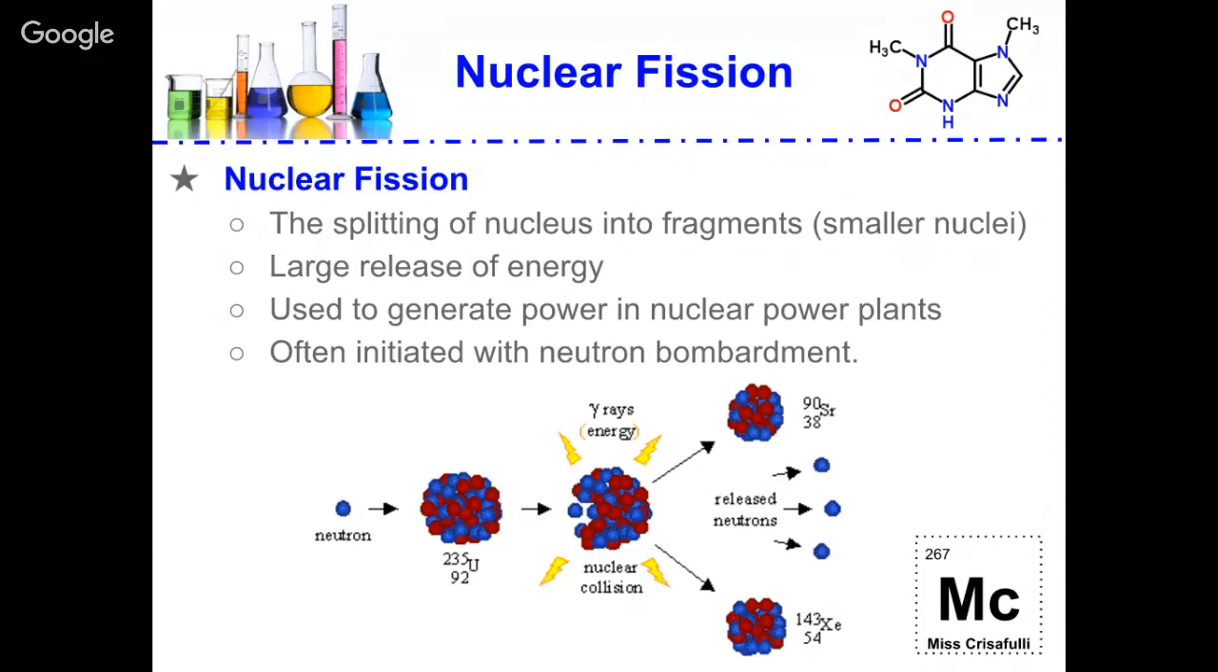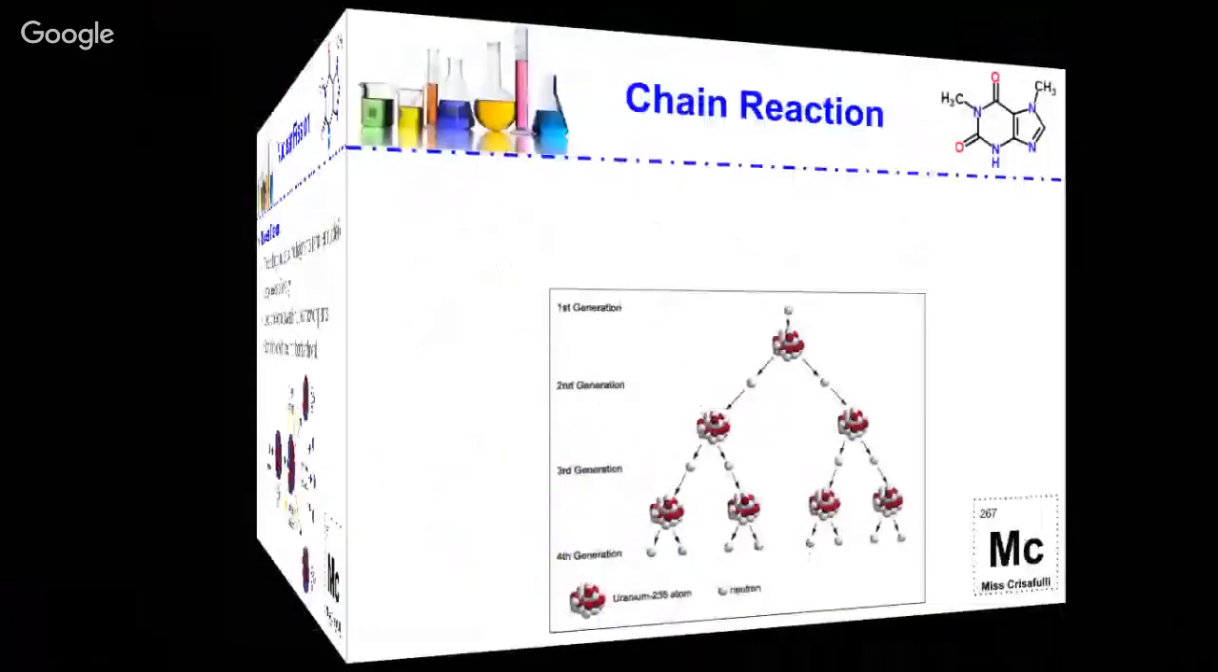So let's look at this picture. We have uranium-235 on the left. We're going to hit it with a neutron, and it's going to release lots of energy, and then it's going to split into smaller isotopes, strontium-90 and xenon-143. And then it's also going to release neutrons in the process.